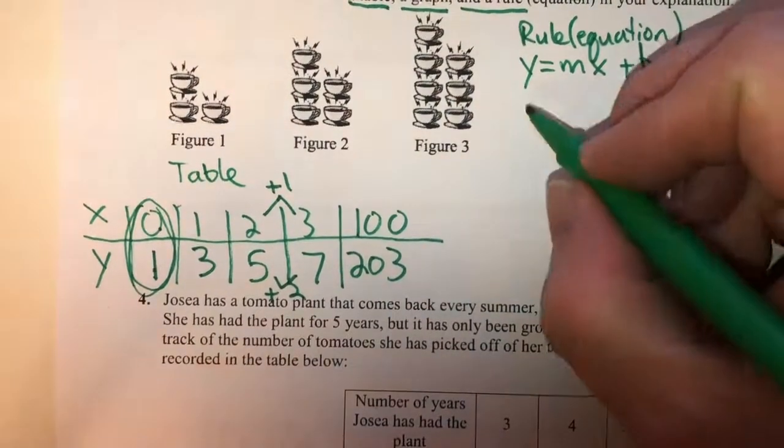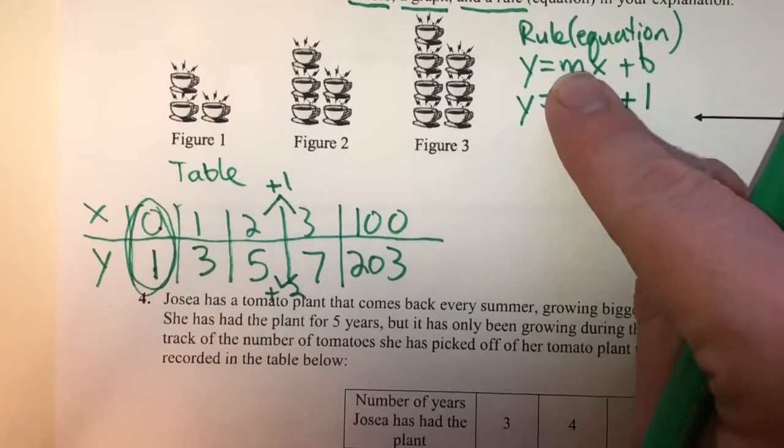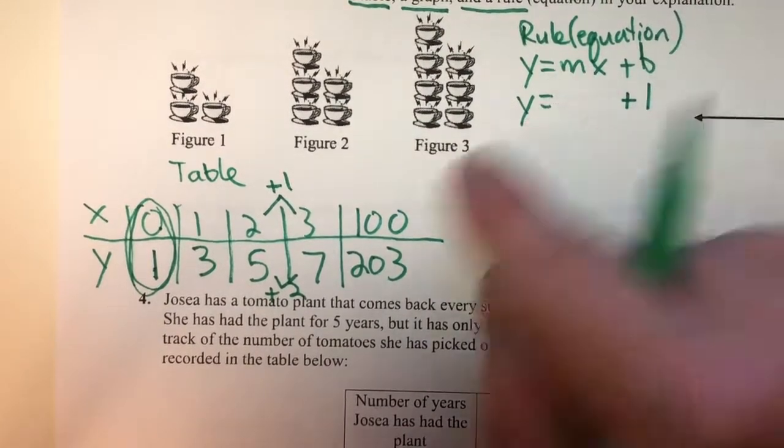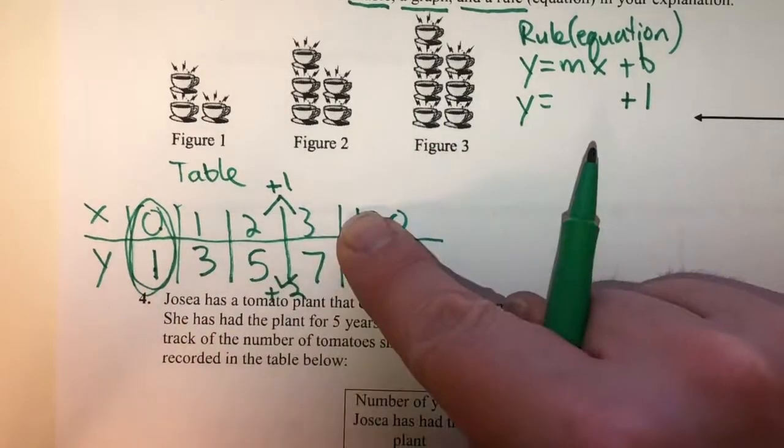To get my slope, once again, that's our rate of change. That's how it's growing each time on my Y as X is going up by 1.